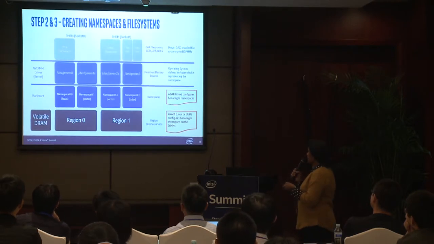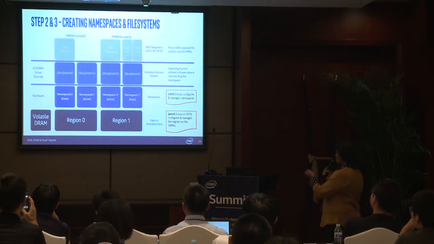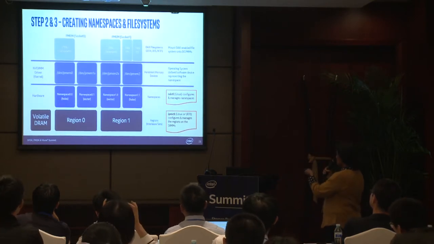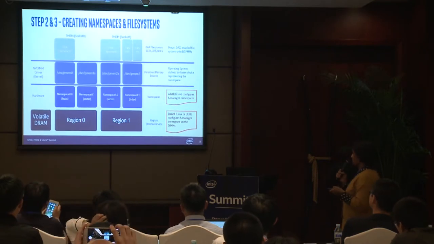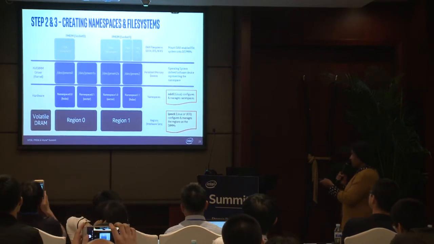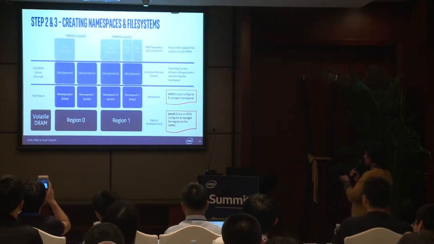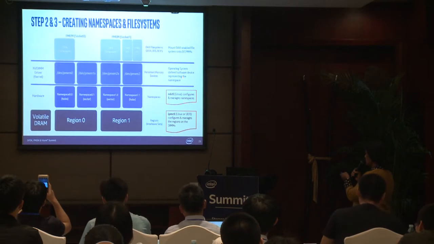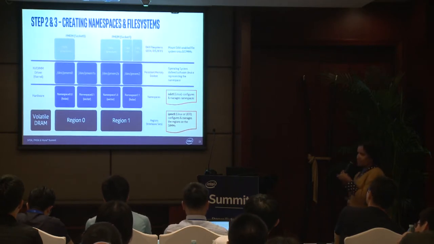So you can create multiple namespaces on a region, and you can create different file systems. You can partition on top of the devices and things like that. So what I want to show here is IPMCTL for regions, NDCTL for creating and managing namespaces. Then the operating system basically creates these devices, and then you put the file system on top of it and mount it.